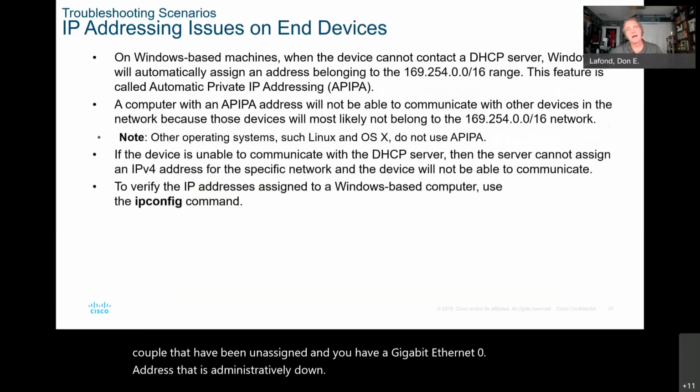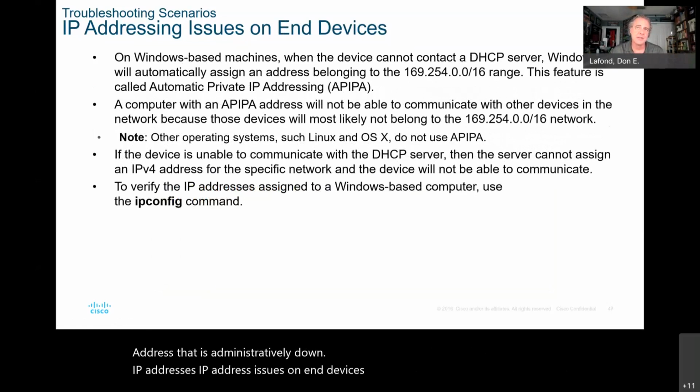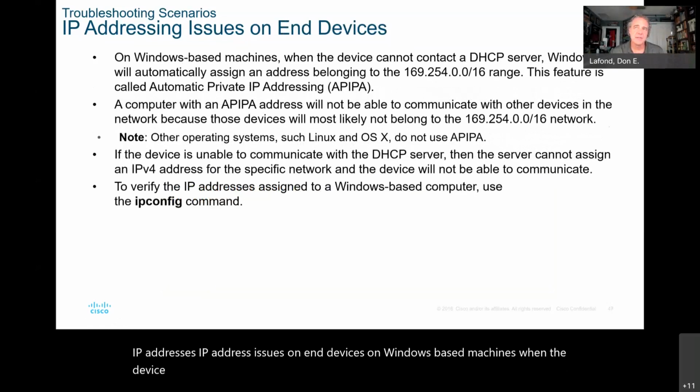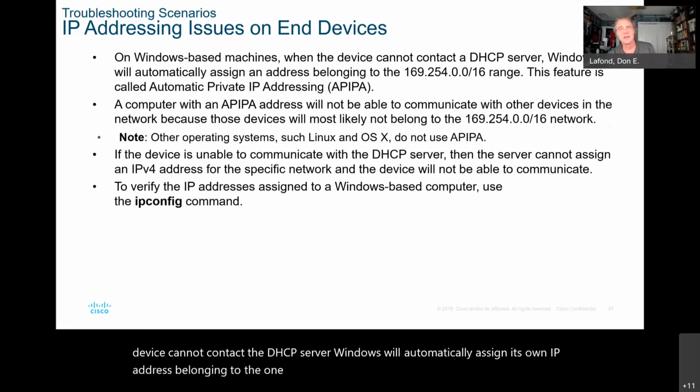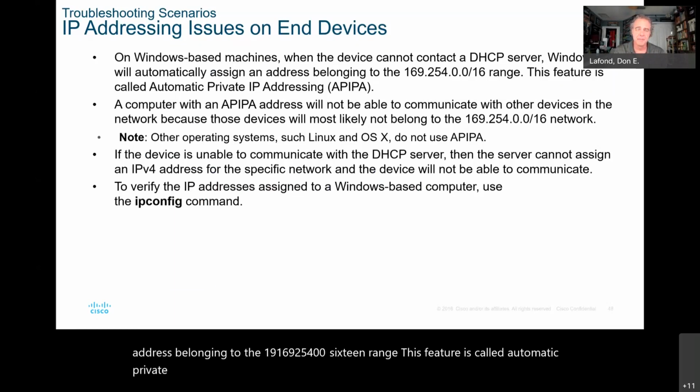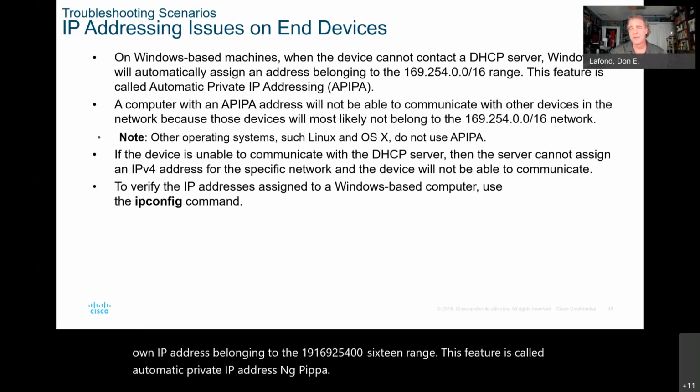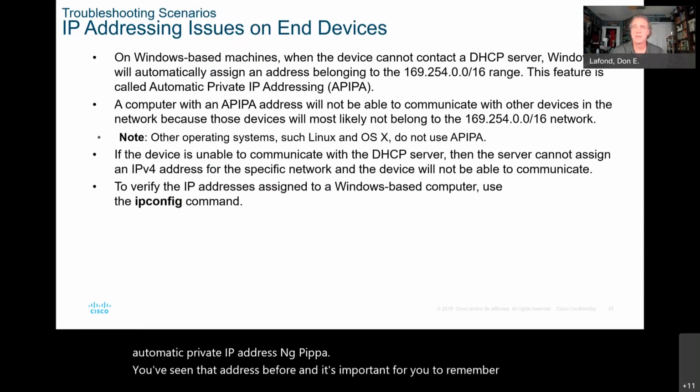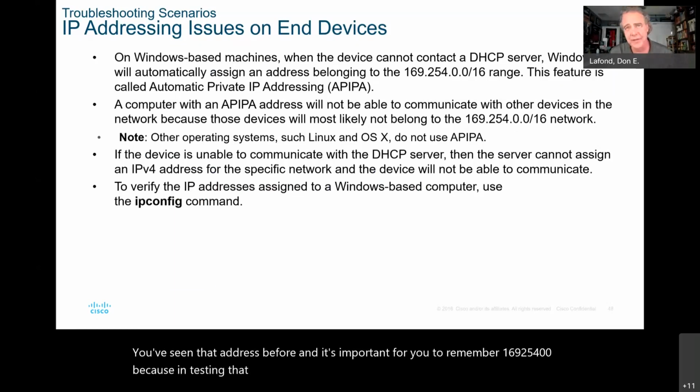IP address issues on end devices. On Windows-based machines, when the device cannot contact a DHCP server, Windows will automatically assign its own IP address belonging to the 169.254.0.0/16 range. This feature is called Automatic Private IP Addressing, APIPA. You've seen that address before, and it's important for you to remember 169.254.0.0 because in testing, that address or an address in that range is often used as a distractor.